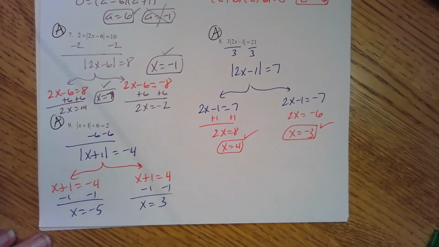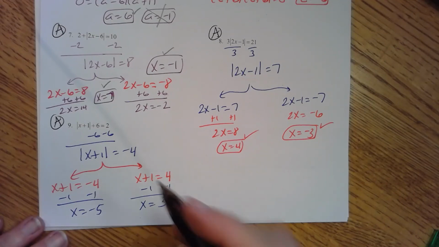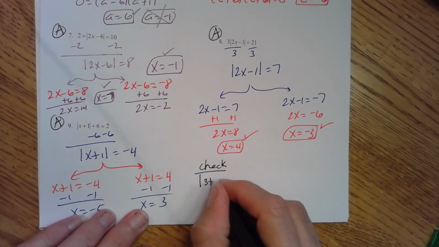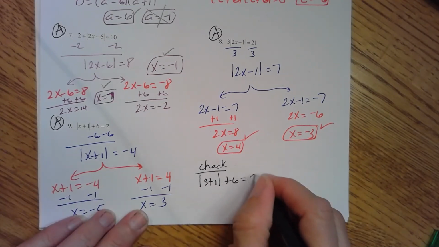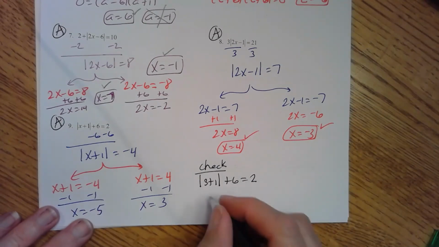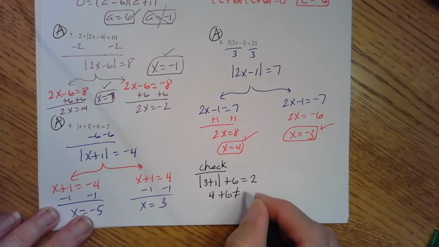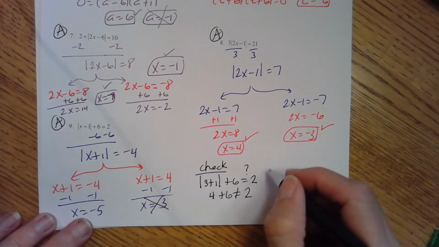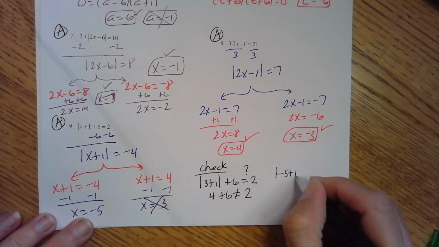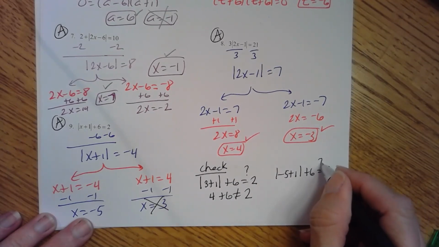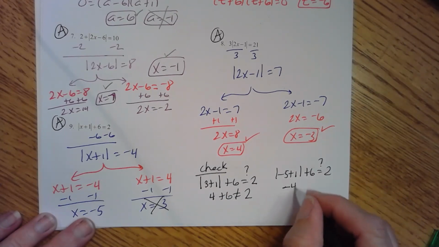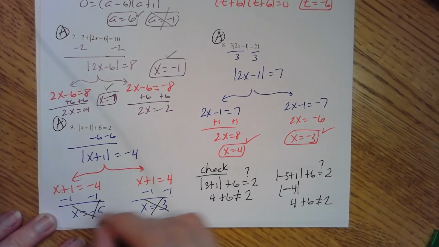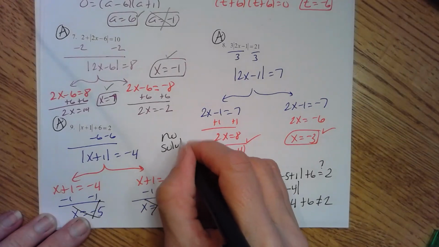And now we need to check our answers. So let's plug in the 3. Let's show the check stage this time. We get the absolute value. Let's check 3. 3 plus 1 plus 6 is supposed to equal 2. Well, 3 plus 1 is 4, and the absolute value is 4, and 4 plus 6 does not equal 2. So that one gets thrown out. Check the negative 5. So I get negative 5 plus 1 plus 6 is supposed to equal 2. Negative 5 plus 1 is negative 4, but the absolute value makes it positive 4. And 4 plus 6 does not equal 2. So my answer is no real solution.